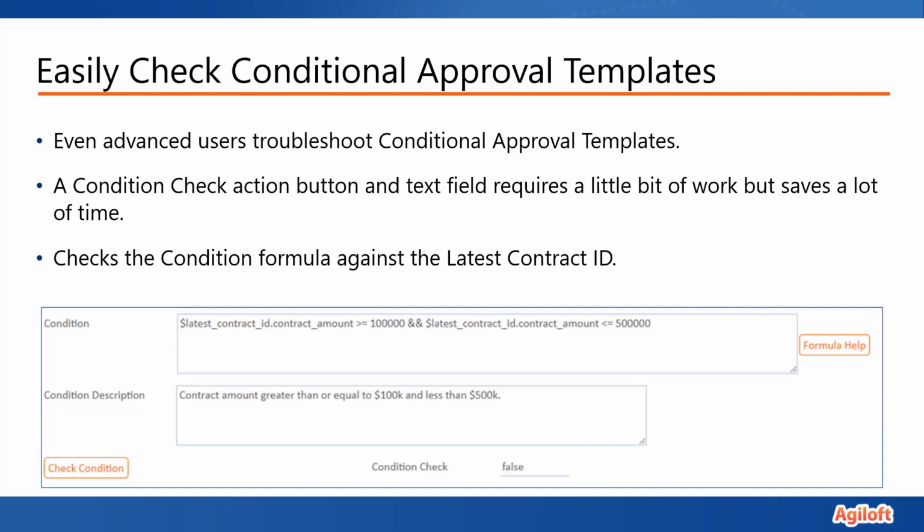With a simple action button and text field, users can check the condition on the fly without even saving the approval template. Conditional approval templates go through the link to the latest contract ID. This field is on the History tab in the out-of-the-box setup, but it cannot be edited due to its input aid. We will update that setting as well. After we make those updates, we will build some conditional approval templates and troubleshoot the conditions.